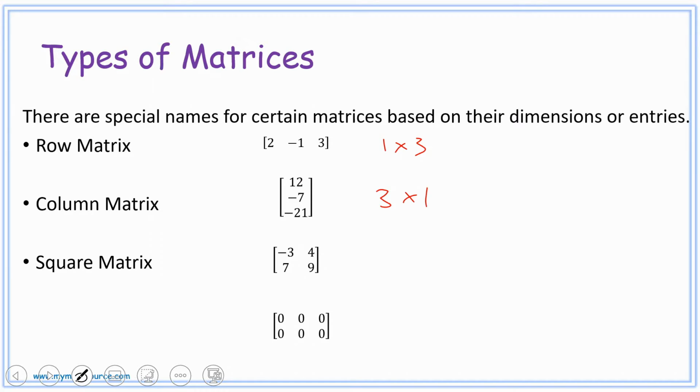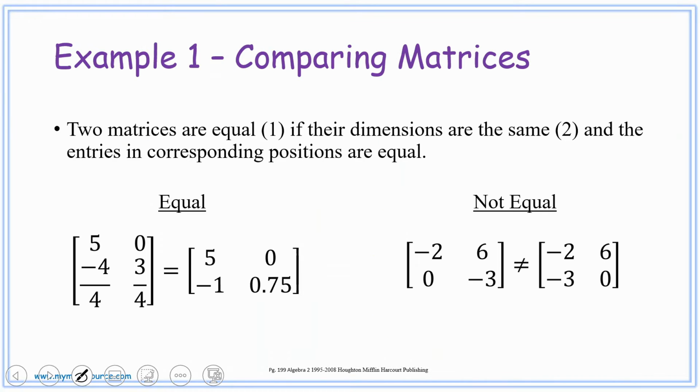Then we have a square matrix. That could be anything, and this one is 2 by 2. But you can also have a 3 by 3, a 4 by 4, a 5 by 5. Anywhere you have the same amount of rows and columns, we call that a square matrix. Then we have a zero matrix. The zero matrix just means every entry is a zero. And so these special names for certain matrices are based on their dimensions or their entries. A zero matrix could just be zero, right? That's a zero matrix. Anything that has every entry being a zero.